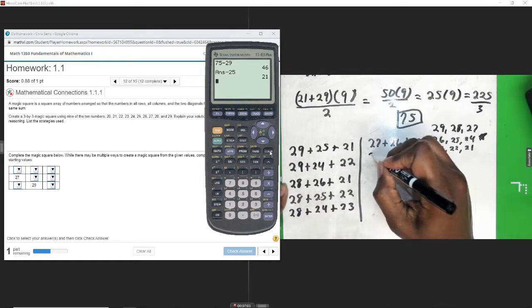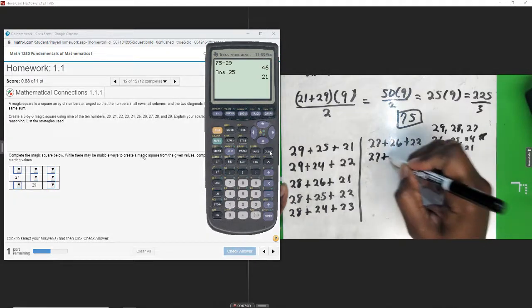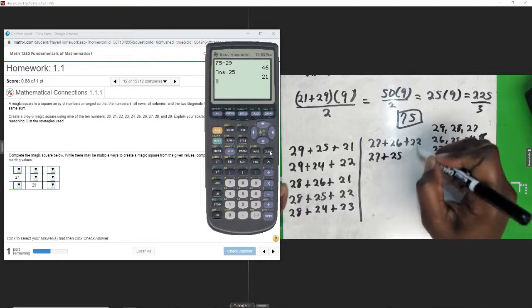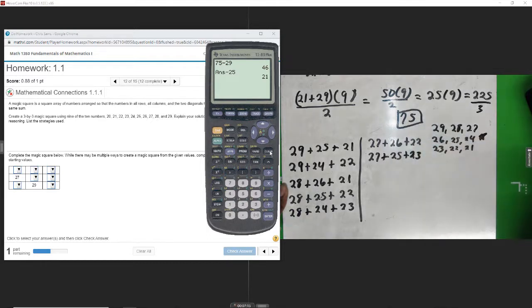All right, now I'm going to manipulate these. I'm going to leave 27. Take away 1, add it here. That gives me 25 and 23. And take away 1, that gives me 24, so I can't do that. So this is it for 27.